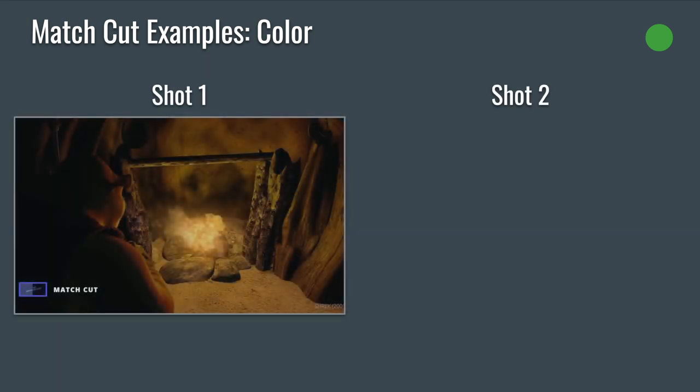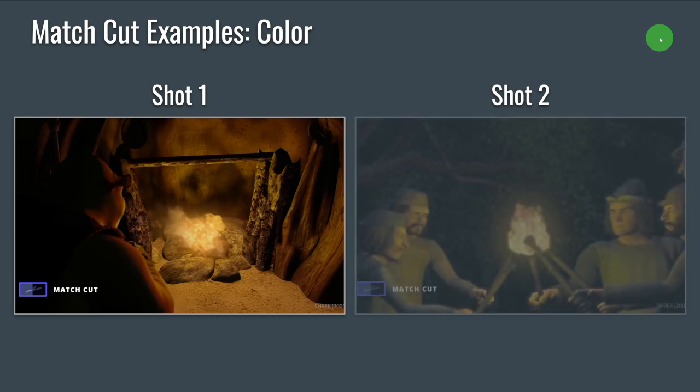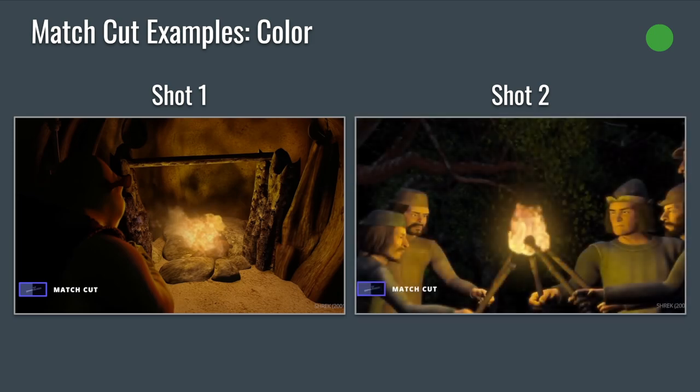Some other examples from movies is color. For example, in Shrek, at the beginning, he creates a fire, and then it immediately cuts to the next shot of the villagers with their fire. So there's a connection between the colors. It goes from shot 1 exactly like here, and then this exactly in the center in the same spot. That is a match cut. And again, if you watch the video, you'll see the exact cut and what it looks like.